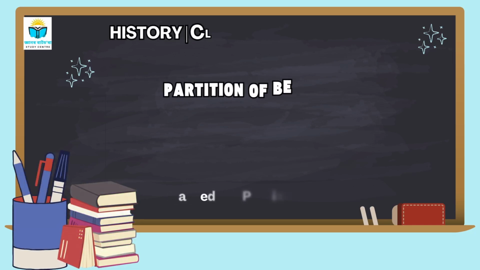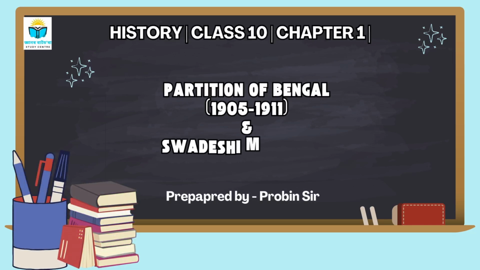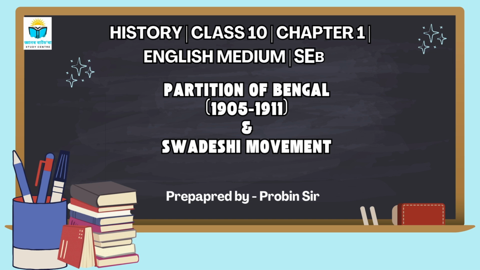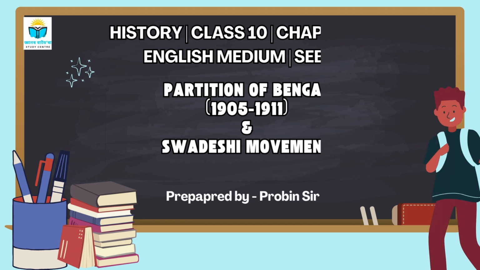Hello students, welcome to today's one-shot video on Class 10 History, Chapter 1, Partition of Bengal, 1905 to 1911 and Swadeshi Movement. In this video, we'll cover all the key events, causes, consequences and important personalities in a simple and clear way to help you prepare better for your exams.